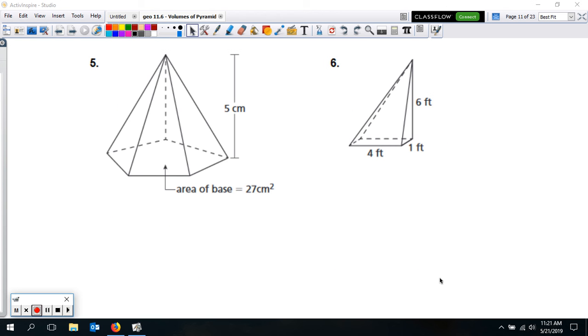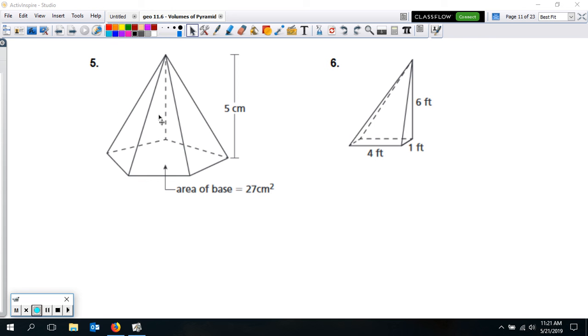Okay, so 5 and 6, a little different. You have a pentagonal base, but they tell you what the base area is. You don't even have to find that, which we could have if they gave us a radius or something. They gave us the area of the base, and they also have a pyramid over here, but it's not a regular pyramid. Your height is going to be this 6 right here. So it's kind of a slanted pyramid, but there's your height. That's where it's going to be at the right angle.